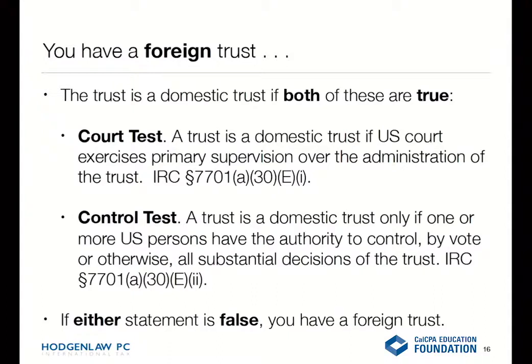First is the court test, and this says that a trust is a domestic trust if a U.S. court exercises primary supervision over the administration of the trust. And the other is the control test, where a trust is a domestic trust if one or more U.S. persons have the authority to control by vote or otherwise all substantial decisions of the trust. So if either one of those tests is not met, then you're dealing with a foreign trust.